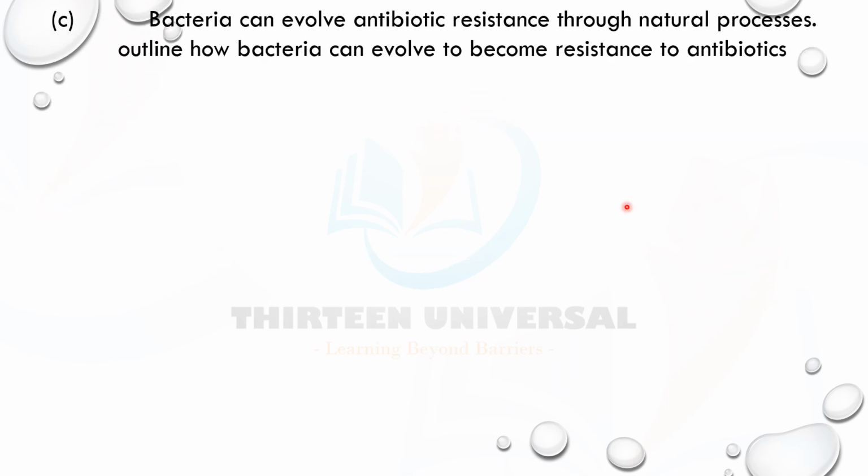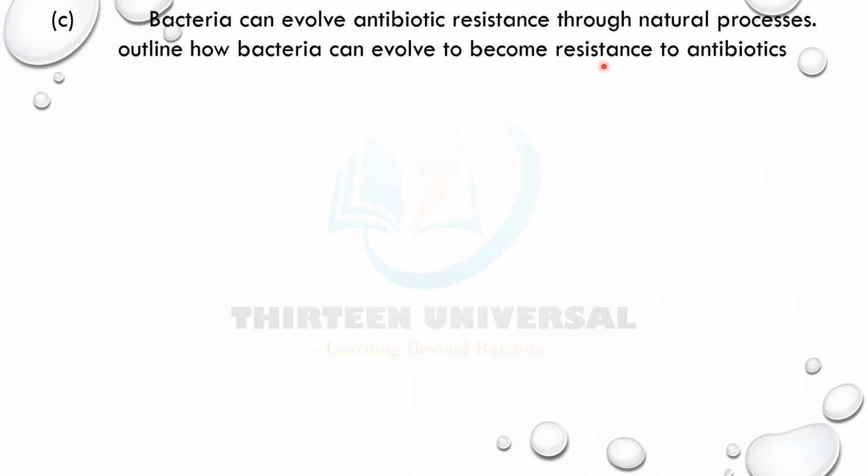Okay, C. Bacteria can evolve antibiotic resistance through a natural process. I told you they're always asking this question, guys. Outline how bacteria can evolve to become resistant to antibiotics. This is natural selection. Pause this video and write the answer. If you have been watching our videos, you've seen that we have solved this question several times. They repeat it all the time because it's very important, it's very critical. Pause the video and answer it.